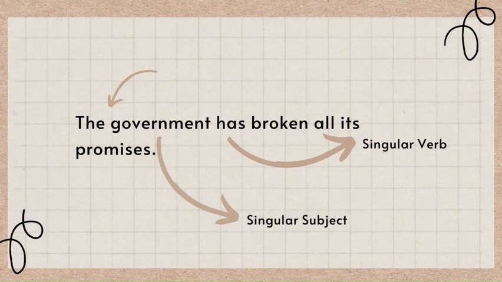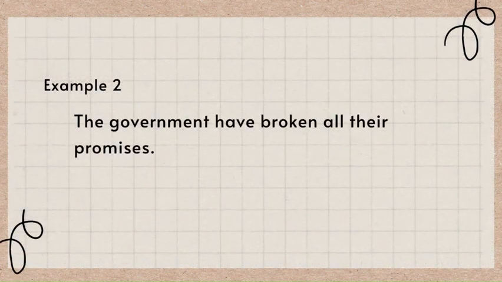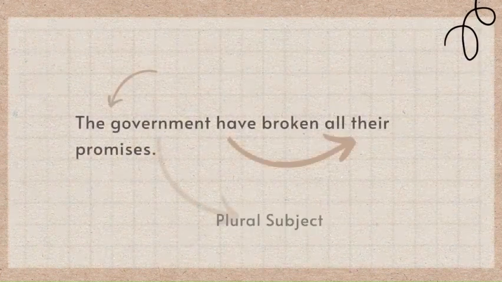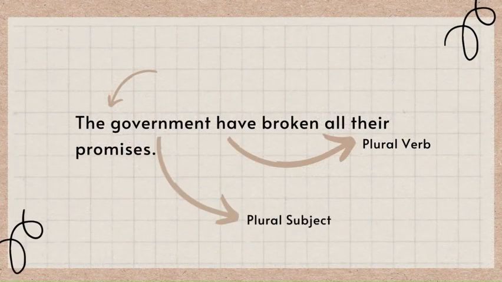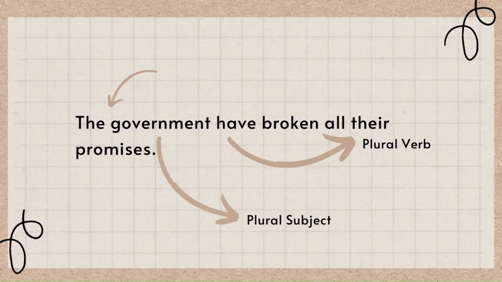That is why the government takes the singular verb has. We can also have the government have broken all their promises. Here we take the government to be a number of people coming together. So we are looking at the individuals that make up the government. So it also takes a plural verb.